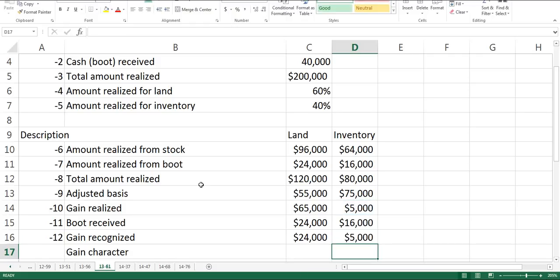So the character of this, first things first, for the land, it is a capital asset, so therefore we are going to take that as a capital gain, and then since it's my inventory, I will take that as an ordinary gain. So these are the amounts that I would have. I would have the $24,000 for the land and $5,000 for inventory.